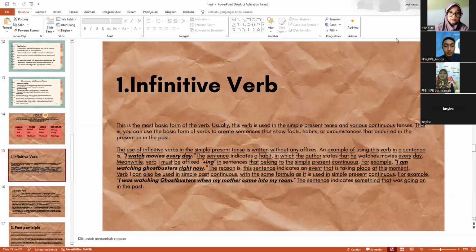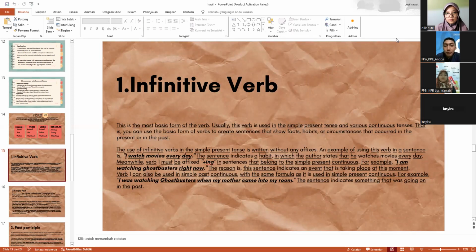The use of infinitive verbs in the simple present tense is written without any affix. An example of using these verbs in a sentence is: I watch movies every day. The sentence indicates a habit in which the author states that he watches movies every day.